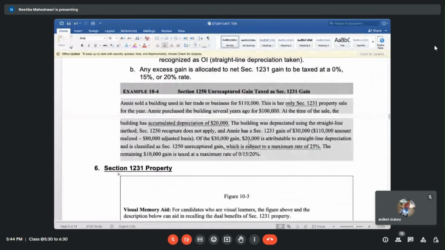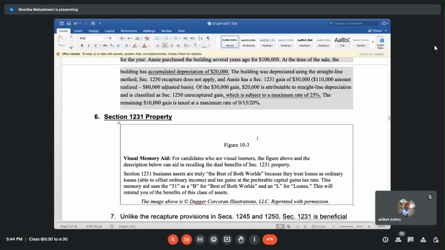The 1250 is pretty much related to any real estate. Both of them can be depreciable, 1245 and 1250, but there are certain more advantages if it's a real estate property, and 1245 is applicable to any other property, which could be intangibles as well, or furniture, equipment, and other things.